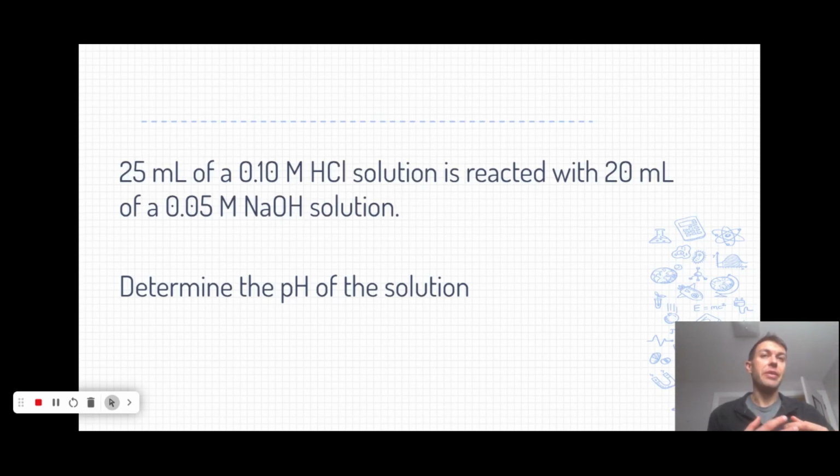25 milliliters of a 0.1 molar HCl solution is reacted with 20 milliliters of a 0.05 molar NaOH solution. We want to determine the pH of the resulting solution. Note that this is a regular acid-base neutralization reaction between a strong acid, HCl, and a strong base, NaOH.